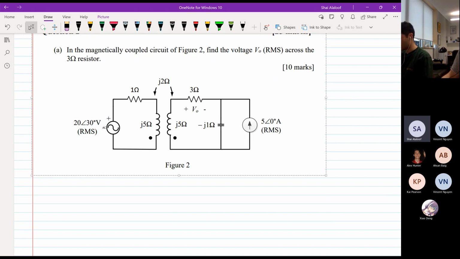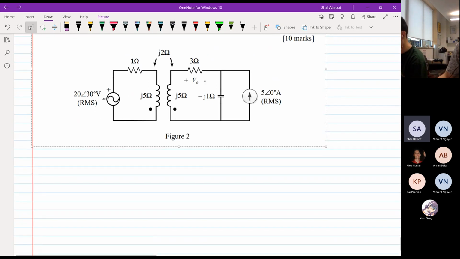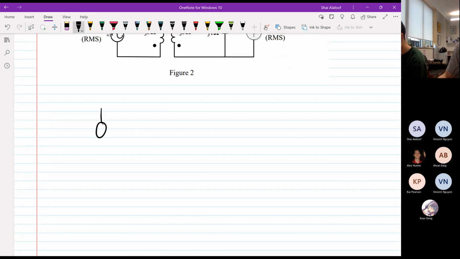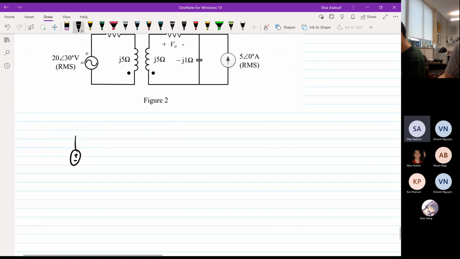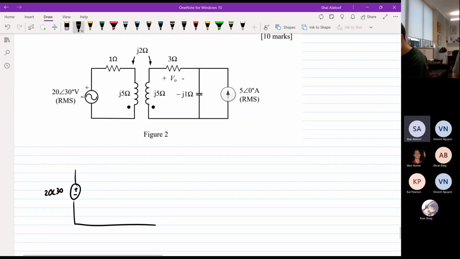For most of these ones, it's really helpful to do mesh. I think mesh is just way more helpful. I don't think I've ever done one of these questions without mesh, that wasn't like a transformer question. So I'm going to redraw the circuit. What was this? 1 ohm. This is J5 ohms. The dots there.